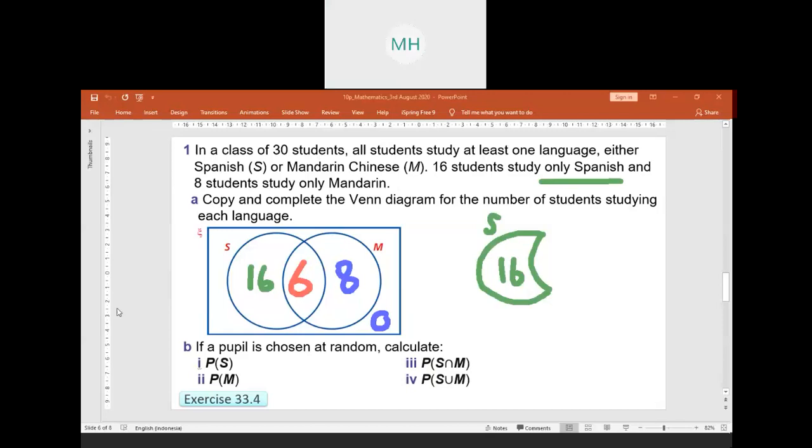Spanish, so it will be the full circle of letter S. In letter S, there are numbers 16 and 6, so we have to add them. 16 plus 6 equals 22, out of how many students in the class? 30, right? So 22 out of 30, we can simplify it into 11 over 15.